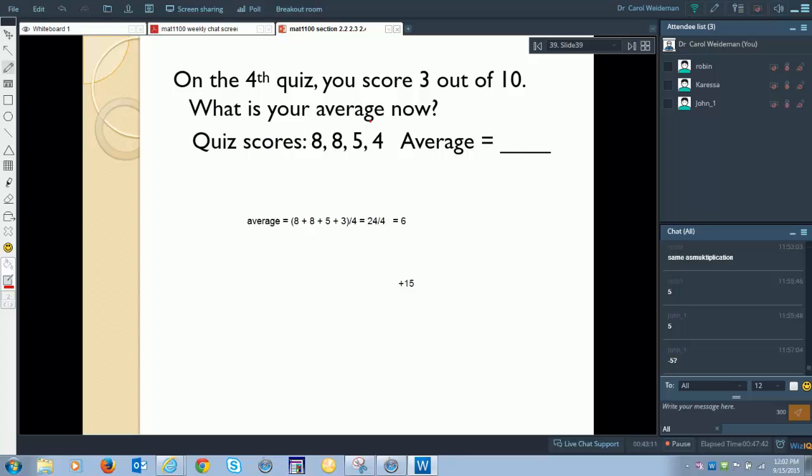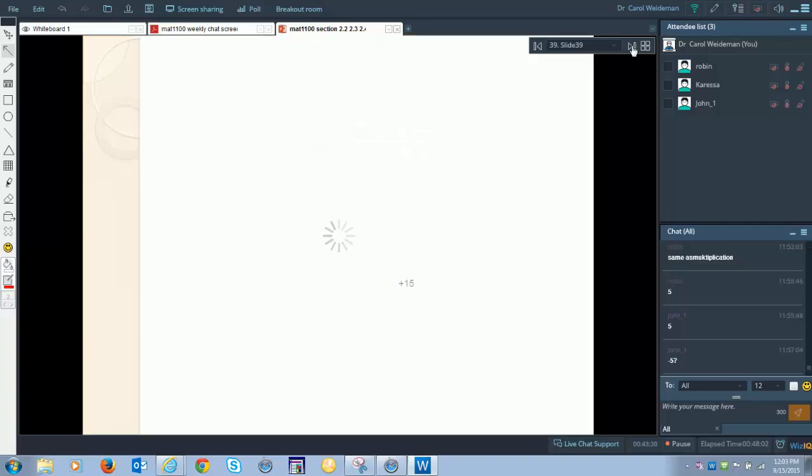Okay, I made a mistake here. This is a 3. There we are. Yeah, on the 4th quiz, you earned 3 out of 10. And let's average the 4 now. So I added them up. 8 plus 8 plus 5 plus 3 gives me 24 over 4, or an average of 6.